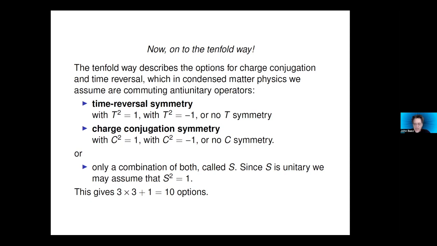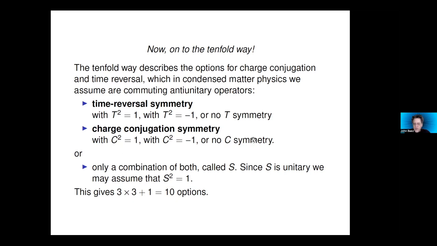But there's another possibility that your system just doesn't have time reversal symmetry. It's just not symmetrical in that way. Similarly, with charge conjugation symmetry, you could square to 1 or negative 1, or you could just not have it at all. So that's 3 times 3 different options for how these symmetries could behave or not exist at all.